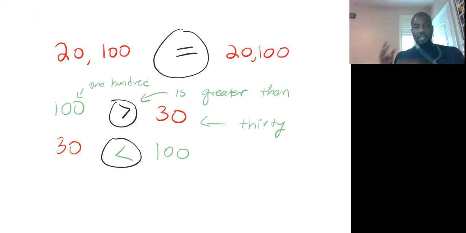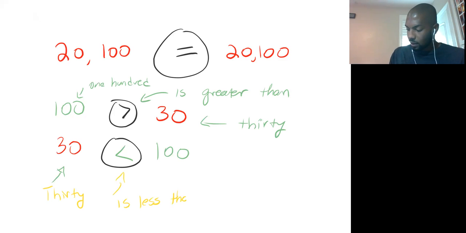There was nothing tricky there. I didn't memorize anything. I literally just looked at it and said, oh, it's clear that 100 is greater than 30. And this one, you could say 30 is less than 100. Again, I didn't do anything fancy. I just literally looked at it and said, oh, 30 is in fact less than 100.